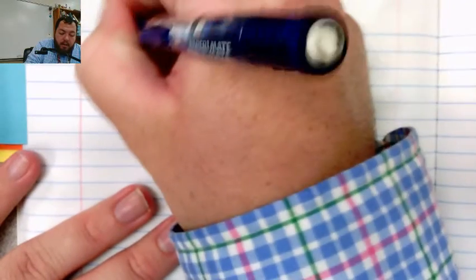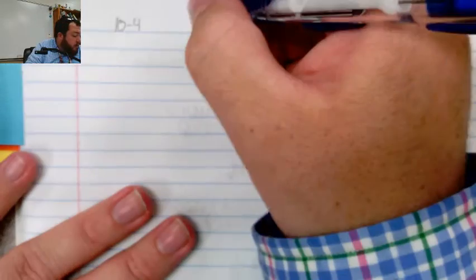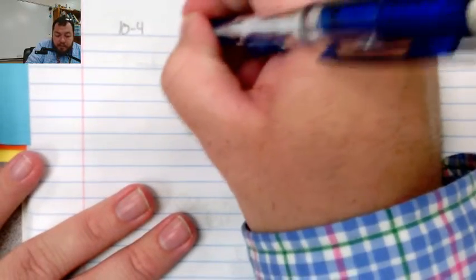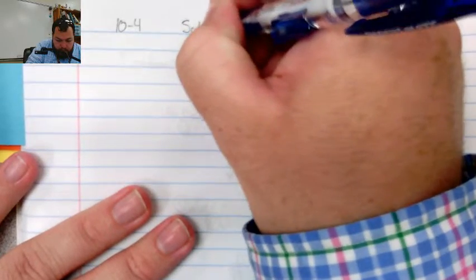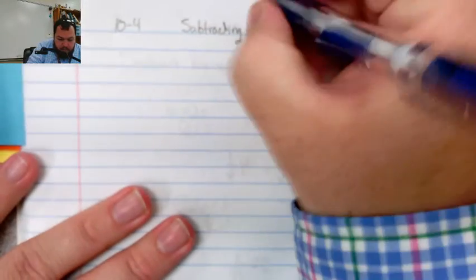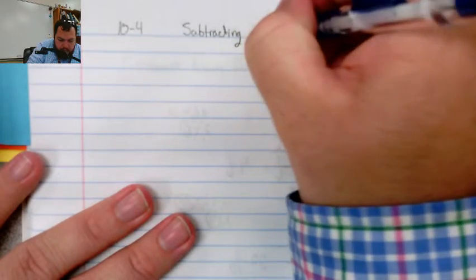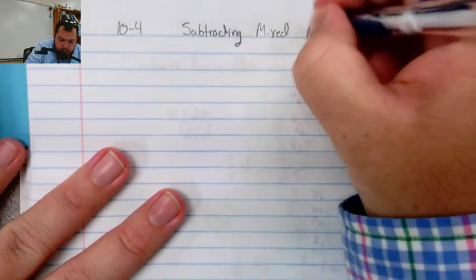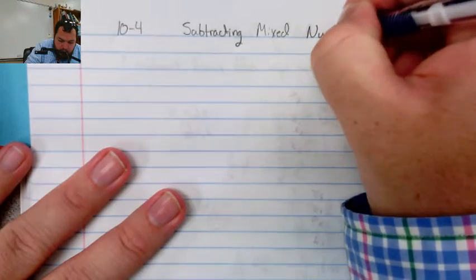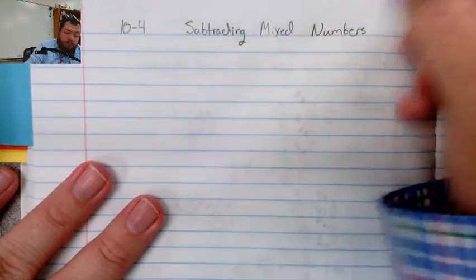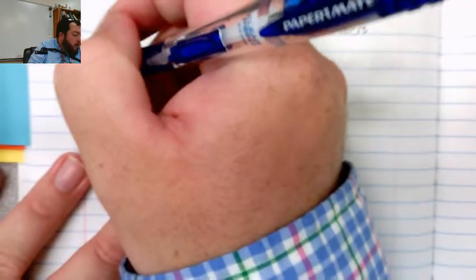First thing I need to do, I know we got a couple new students and we've been off for a couple weeks. We need to write our lesson number, which is 10-4, and then we need to write the topic, which is subtracting mixed numbers. And my essential question for today is, how can you subtract mixed numbers?